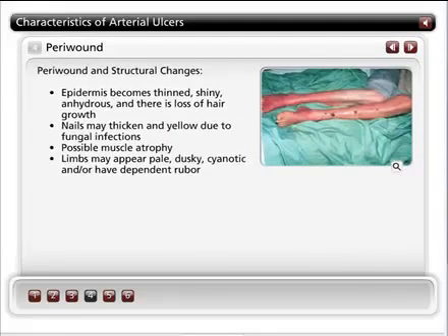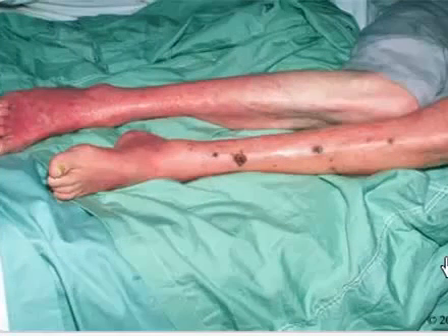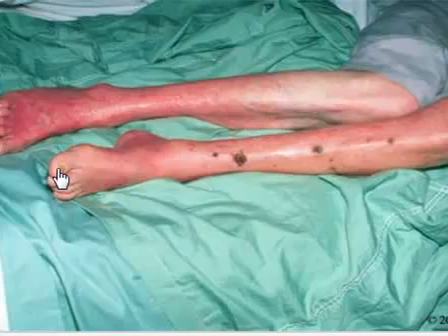Patients with chronic arterial insufficiency ulcers usually show signs of decreased perfusion. When blood supply distal to the occlusion becomes inadequate, many changes occur. The epidermis becomes thinner, shiny, and dry, and there is loss of hair growth. Poor tissue oxygenation increases the risk of fungal infections, making nails yellow, thickened, and brittle. Prolonged severe ischemia may cause muscle atrophy.